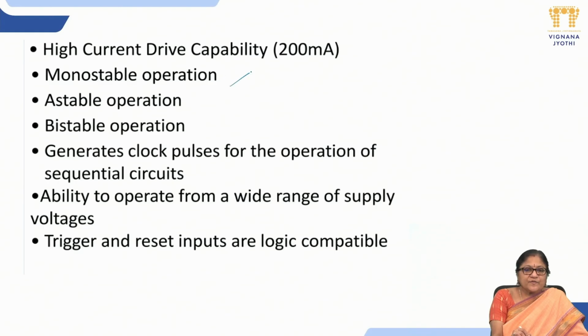One is monostable, astable, bistable operations. So these three will provide us the basic configuration so that we can generate clock pulses for the operation of sequential circuits, and the ability to operate from a wide range of supply voltages, and the trigger and reset inputs are logic compatible. Logic compatible means there are two types of logic available.